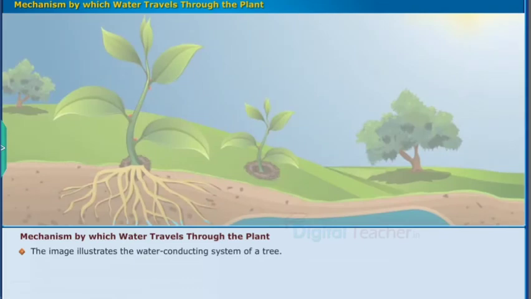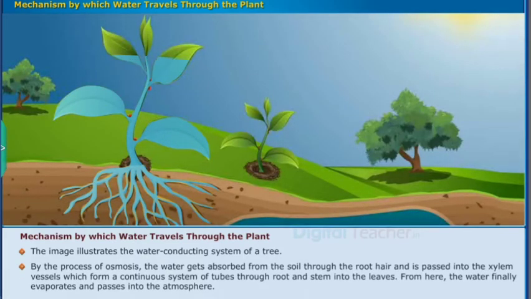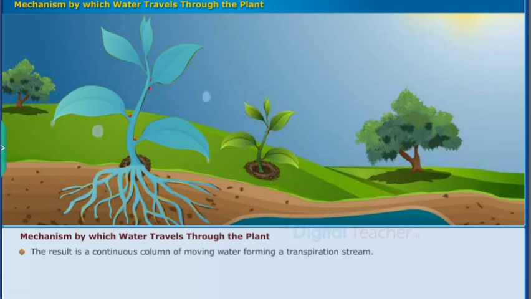The image illustrates the water conducting system of a tree. By the process of osmosis, the water gets absorbed from the soil through the root hair and is passed into the xylem vessels, which form a continuous system of tubes through root and stem into the leaves. From here, the water finally evaporates and passes into the atmosphere. The result is a continuous column of moving water, the transpiration stream.